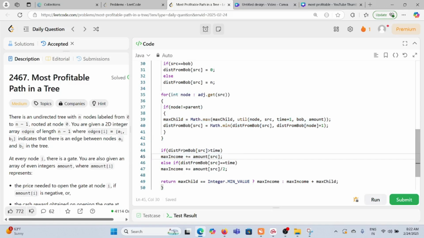So see here, if distance from bob SRC is greater than time, that means Alice has already reached there, because distance of bob SRC is greater than the time. So time is shorter to reach that point. So that means if Alice has already reached there, in that case amount would be as it is. So we are adding the amount directly as it is at the SRC. If the distance from bob of SRC is equal to time, in that case, it is given in the question, we have to divide the amount by 2.